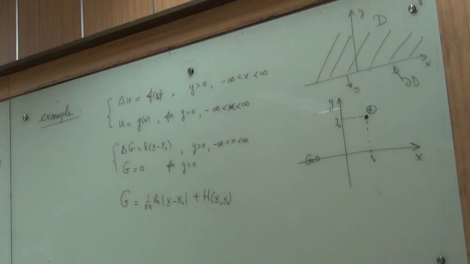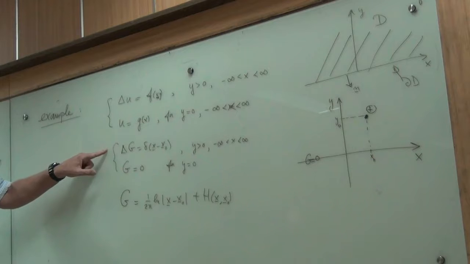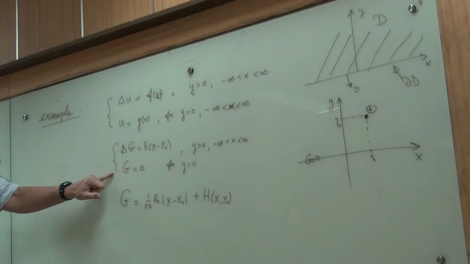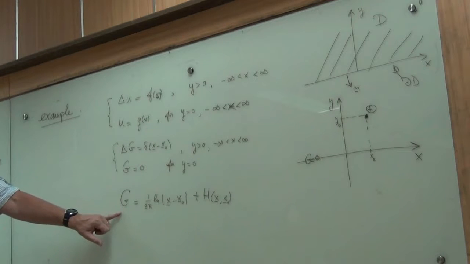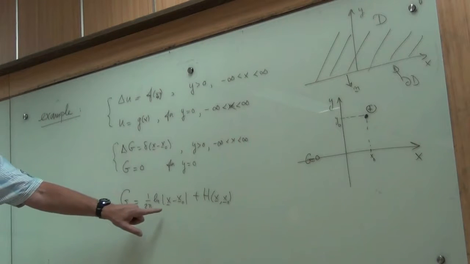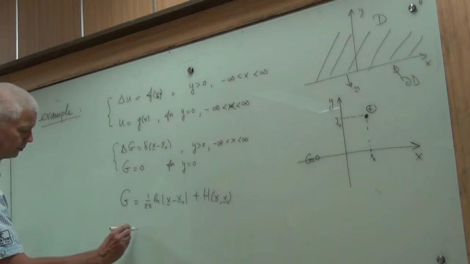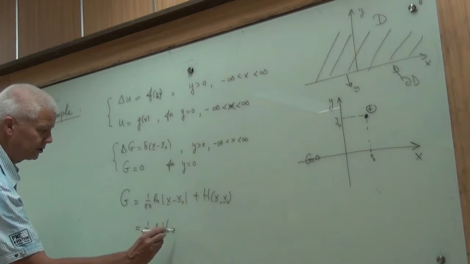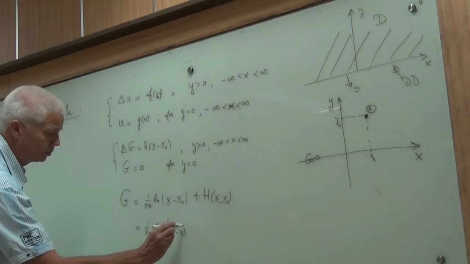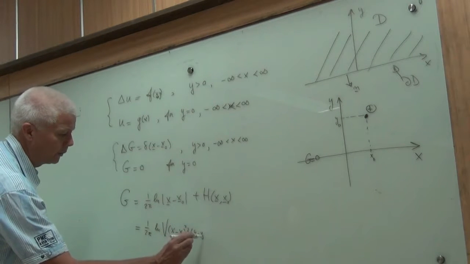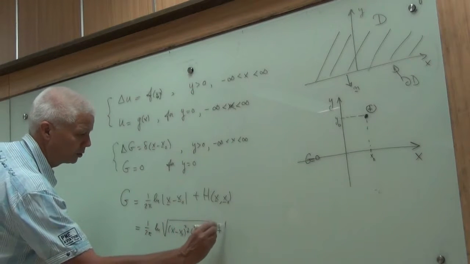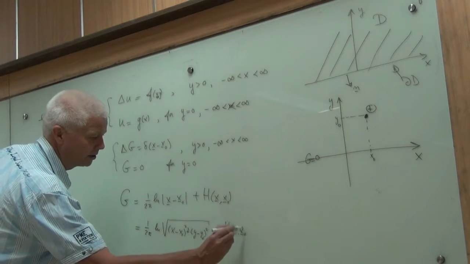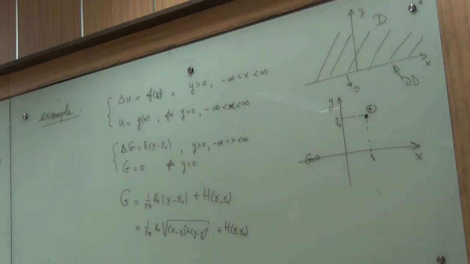G obviously satisfies the partial differential equation. If I take the Laplace of G, it will give me the delta function. But G does not satisfy the boundary condition at y is 0, because you have the logarithm. Actually, if you write it out, it's 1 over 2 pi logarithm of the square root of (x minus x0) squared plus (y minus y0) squared, plus h depending on x and x0. So that's my function.